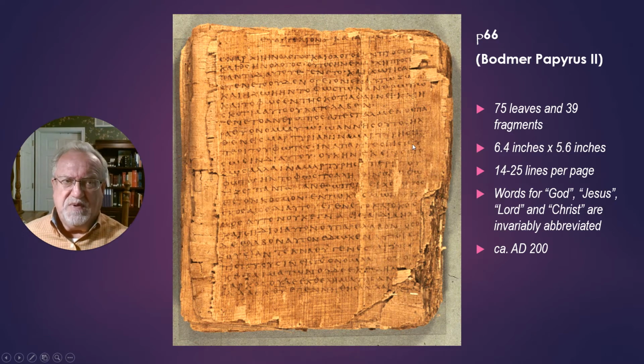This one is called P66. This is the Bodmer Papyrus 2, which is in the Bodmer Library in Geneva, Switzerland. And this is very possibly one of the two earliest copies of the Gospel of John. I'll show you the other one in a moment. You can see that it also is written on papyrus sheets. It is also in the form of a codex, which means it is bound on one side.